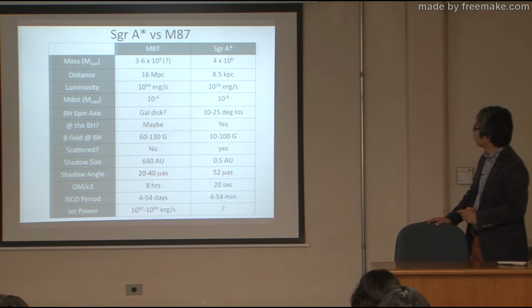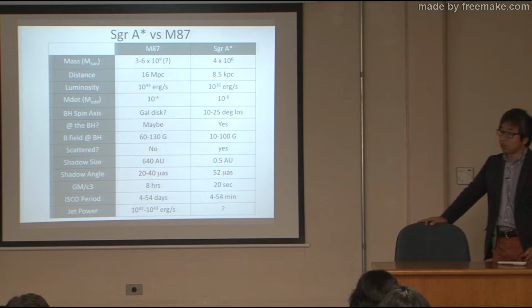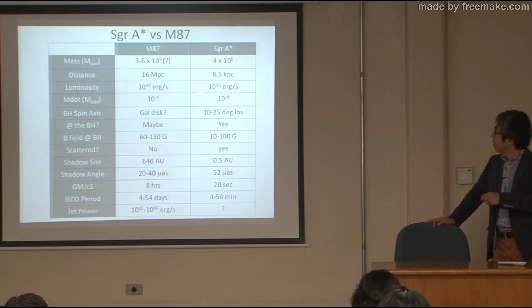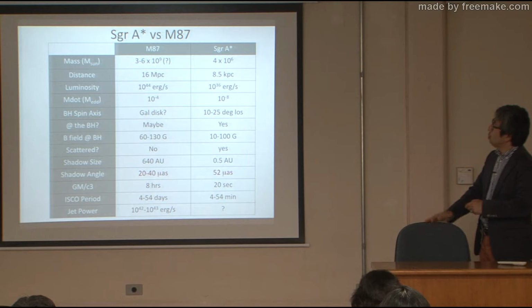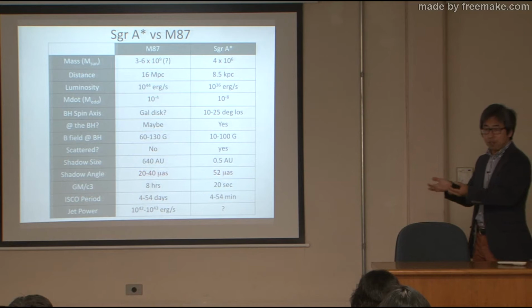So this is the list of information about Sagittarius A star and M87. The left column is M87, and the right column is Sagittarius A star. You see the mass is, oh sorry, this is 10 to the minus 9, and this is 10 to the minus 6. There is an ambiguity of two in the mass, 3 × 10⁸ or 6 × 10⁸. This is the difference in mass size. Still, we don't know yet.